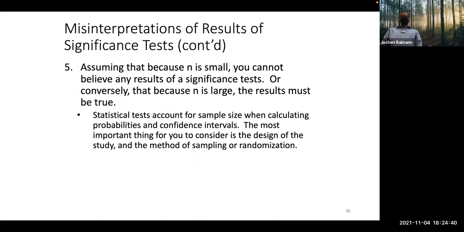Assuming that because n is small, you cannot believe any results of a significant test, or conversely, because n is large, the results must be true, is also not true, because you need to understand again the distribution. You always need to see what the distribution of the population looks like, and how some in the population could still benefit from the intervention, or some could not. And that's the most important thing, which I mentioned right from the beginning: it always comes down to descriptive statistics. You need to understand your data, map your data out, graphically depict it, and understand what you're looking at and how you're analyzing it.